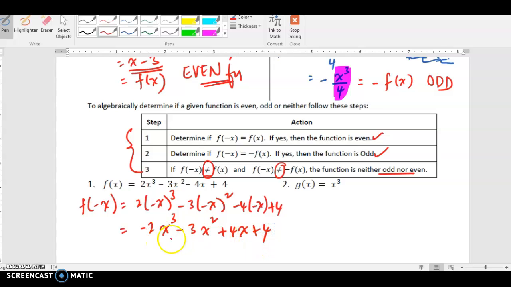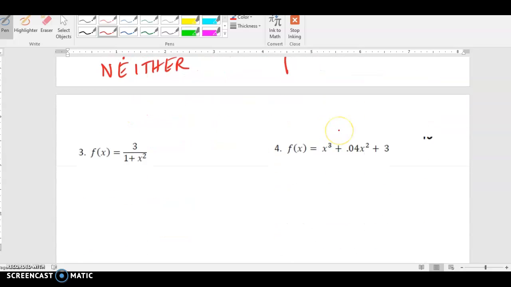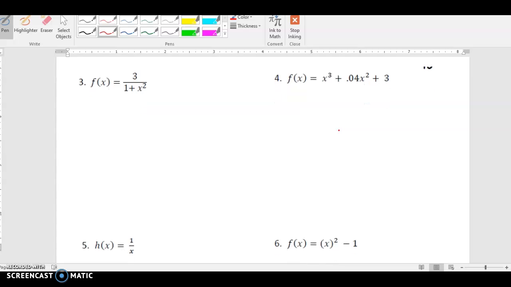Okay. But is this the same as the original one? No. You cannot say it is equal to. It is not equal to. So if that is the case, then we would say it is neither odd nor even. Okay, we just did this in the scratch work. You can just refer to that. So let's take a couple more examples.